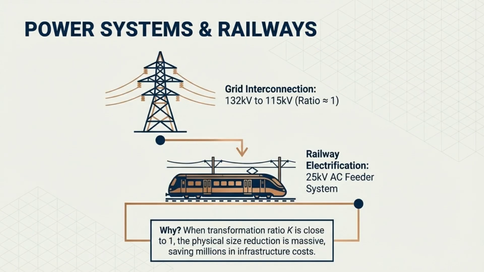In power systems and railways, autotransformers are used for minor voltage adjustments. When the ratio K is close to 1, the physical size reduction is massive, saving infrastructure costs.